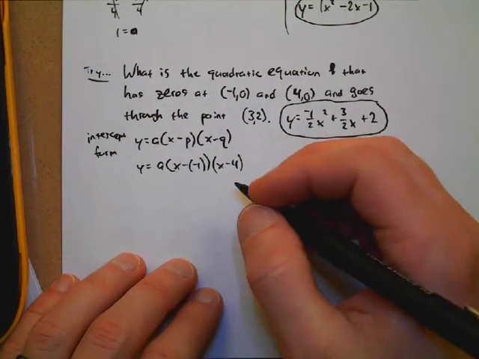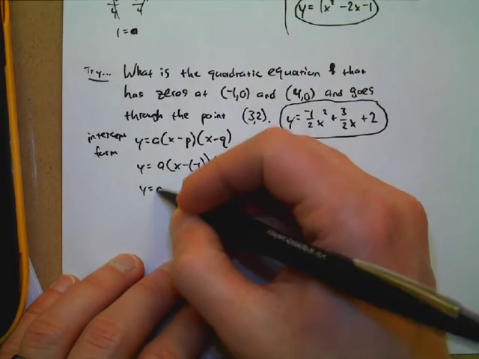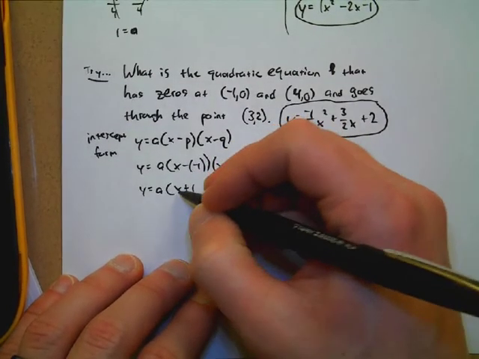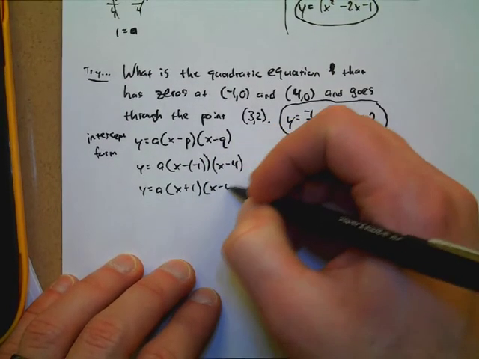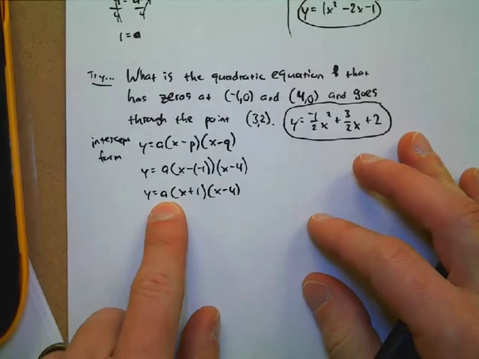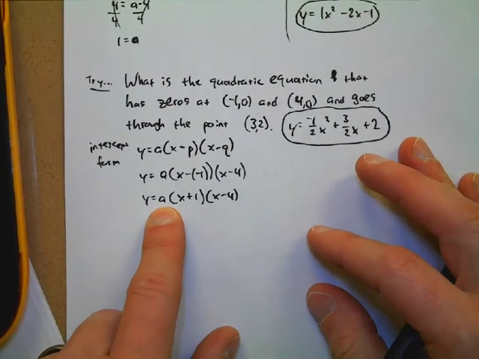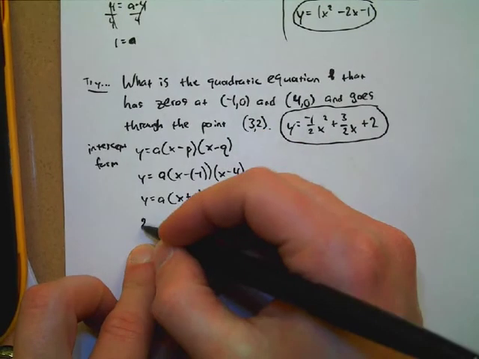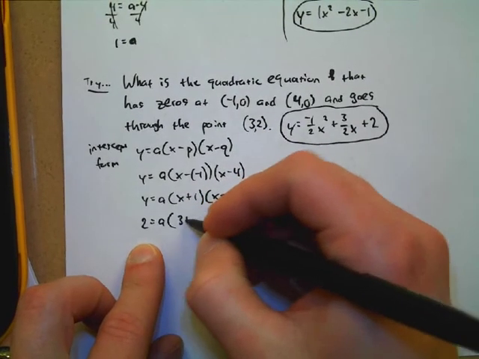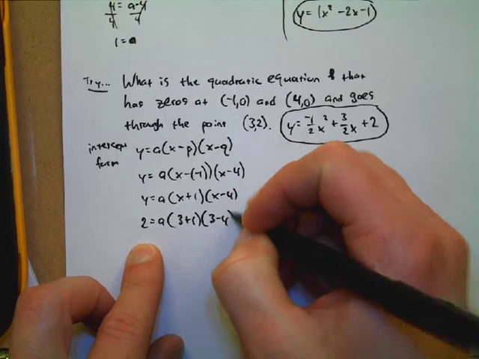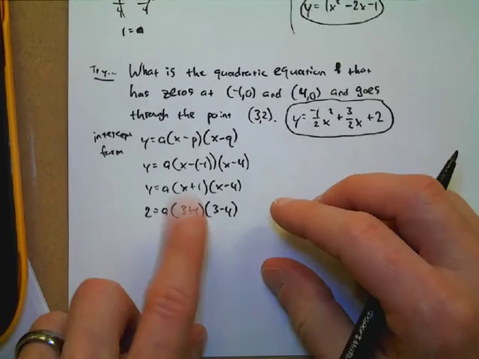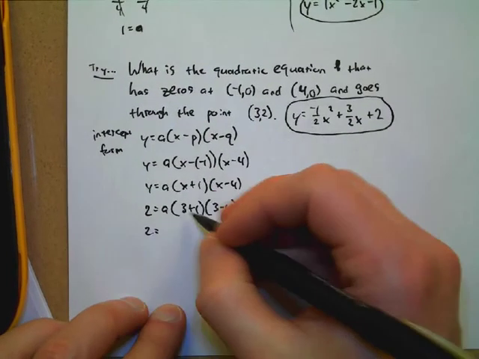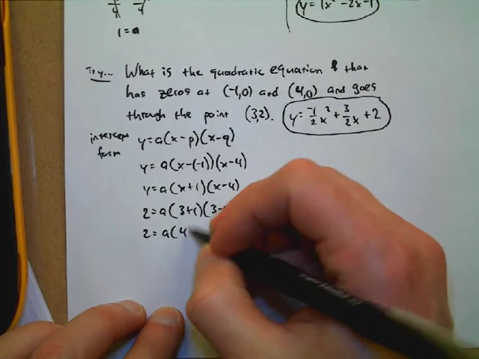Okay. So in other words, this is y equals a times x plus 1, because minus a negative 1 there, and x minus 4. And then we have to find a. And how do we find a? Just like we did in the last one. We're going to take this point here, that 3, 2, and plug it in. 2 in for the y, 3 in for the x. And we just solve for a. So we'll just simplify this. 3 plus 1 is 4. 3 minus 1 is -1.